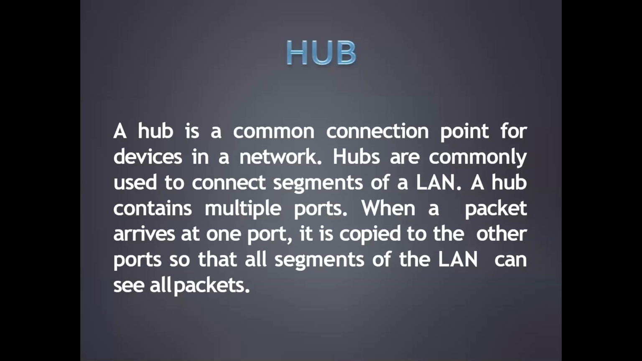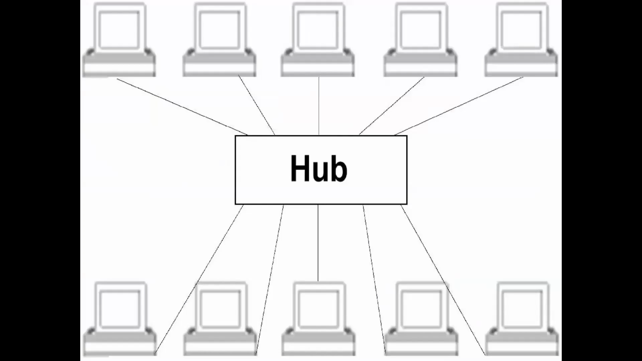A hub is a common connection point for devices in a network. Hubs are commonly used to connect segments of a LAN. A hub contains multiple ports. When a packet arrives at one port, it is copied to the other ports so that all segments of the LAN can see all packets. As you can see in the diagram, a hub connects multiple wires coming from different branches in a star topology, which connects to different stations.